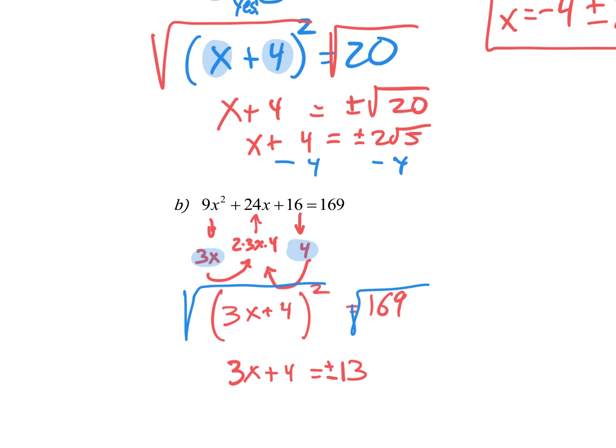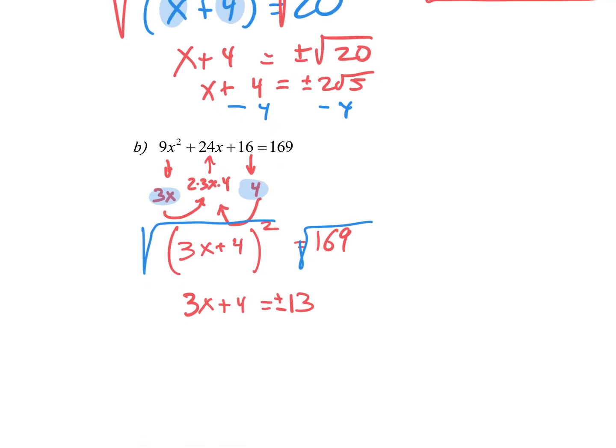Okay, now this one came out to be a nice, neat integer. This one was a radical. So I left this one as a plus minus because it had the square root, and in the end we couldn't do anything with it. So here, if you have a perfect square that square roots, then here you really should write it out into two forms, 3x plus 4 equals 13 or 3x plus 4 equals negative 13.